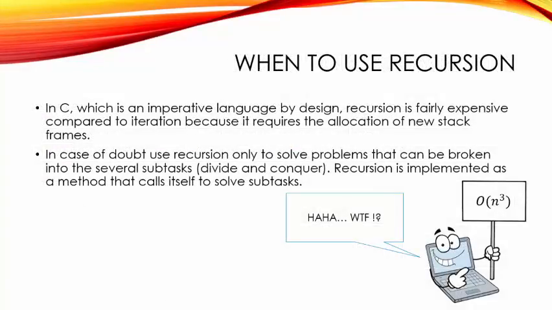So given this danger, when is it convenient to implement recursion? Well, unfortunately, in C, which is an imperative language by design, recursion is fairly expensive compared to iteration because it requires the allocation of new stack frames. So in case of doubt, use recursion only to solve problems that can be broken into several subtasks, like for example the divide and conquer strategy. Remember, recursion is implemented as a method that calls itself to solve subtasks.